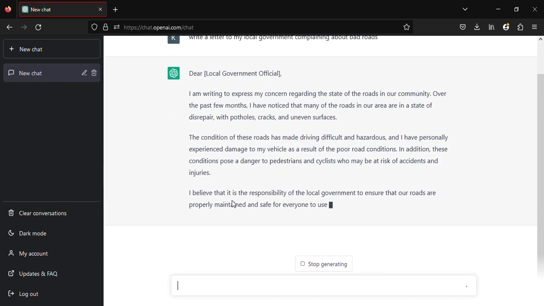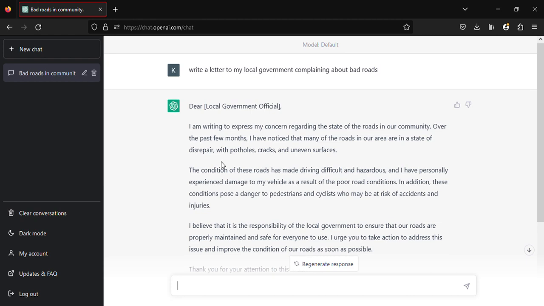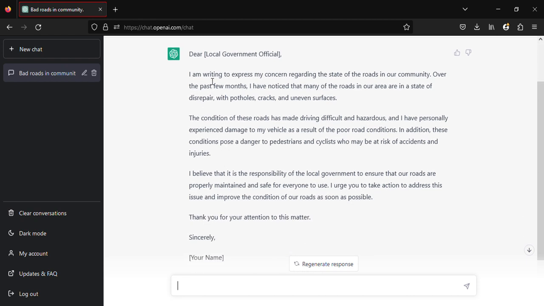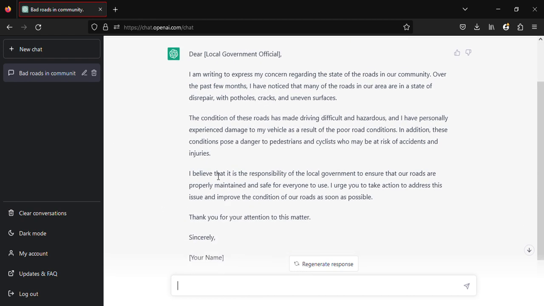Wow. Can you see that? Write a letter to my local government complaining about bad roads. And look at that. You would have no idea that this letter was written by a robot. It's saying, I'm writing to express my concern regarding the state of roads in our community. Over the past few months, I have noticed that many of the roads in our area are in a state of disrepair with potholes, cracks, and uneven surfaces. Just look at that. You think it was written by a professional.